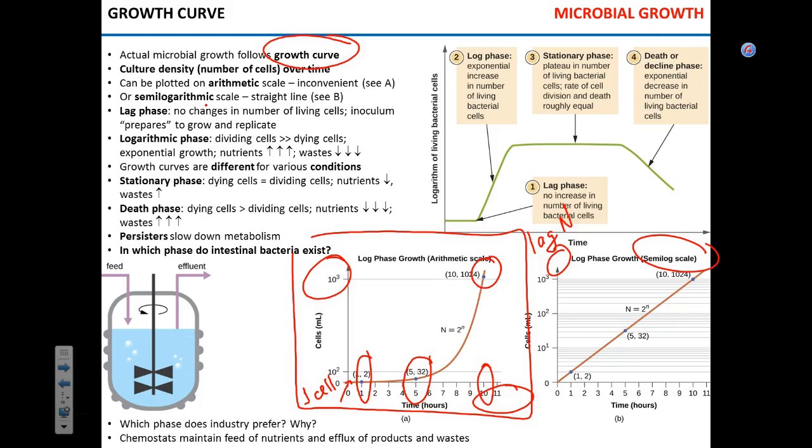So basically, if you look here, you will see that 10, 100, 1,000, 10,000, 100,000, 1 million will all be at the same distance. Does that make sense? 10 to the power of 1 is 10. 10 to the power of 2 is 100. Am I clear?